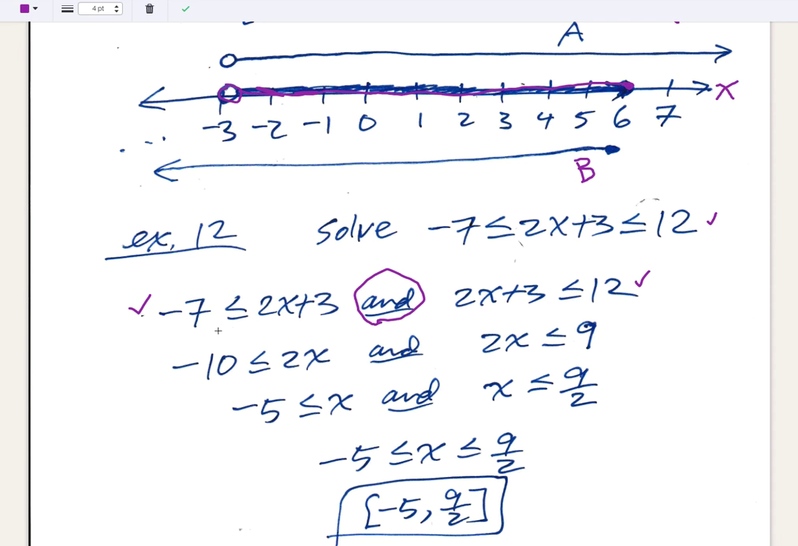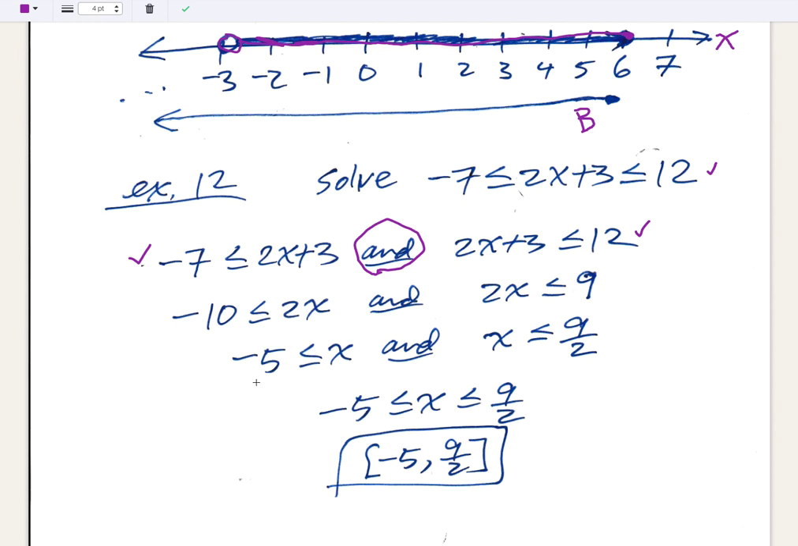Okay? Now, if I was to give you this inequality, -7 is less than or equal to 2x + 3, that'd be pretty easy. What would you do? You'd subtract 3 on each side, right? And then divide by 2. That's what I did here. Now, if I look at 2x + 3 is less than or equal to 12, I would subtract 3 on each side, right? And then divide by 2. Notice that those are exactly the same operations in both cases. In other words, I subtracted 3 on both sides, and then I divided the result by 2 on both sides, right?